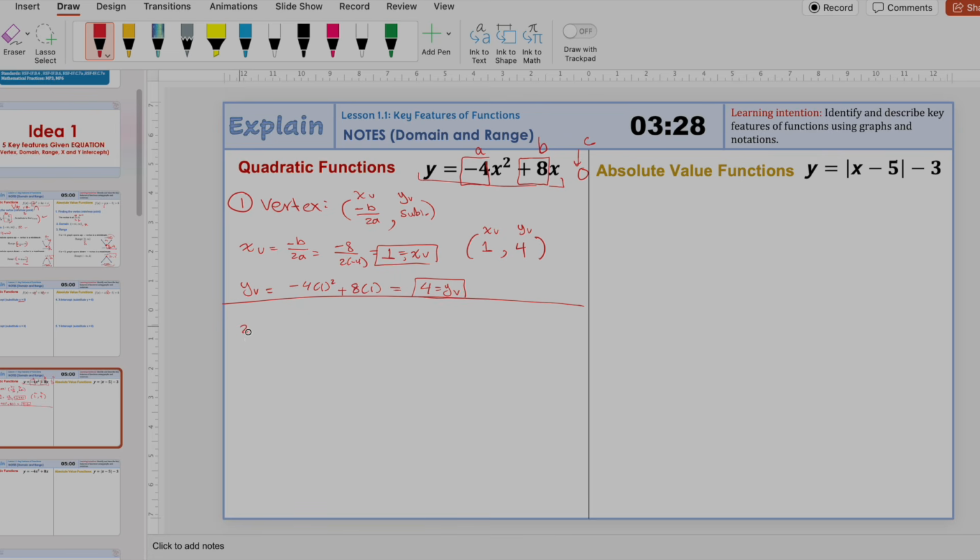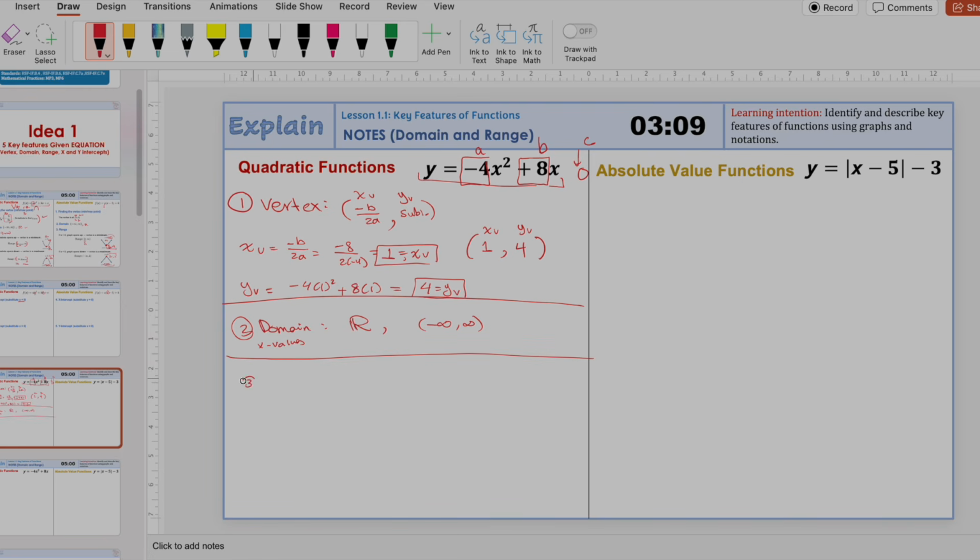Now the domain is easy. It's directly all real numbers. All numbers from negative infinity to infinity. Everything is part of the function. By the way, domain represents x values, if you remember.